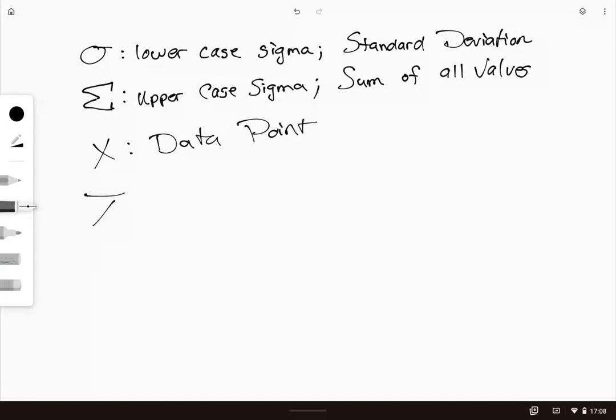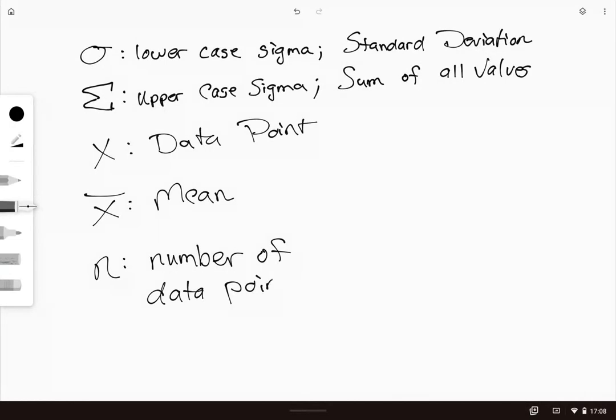Then you had bar x or x bar, which means the mean. And one thing you need to understand is when you're doing statistics, especially standard deviation, we're no longer going to use the word average. You just have to know and understand that the term now is mean. And when you see the bar x or the x bar, that means mean. Okay? And then there was the variable n, which is the number of data points. Okay? And this is the number of data points in your data set. Okay?